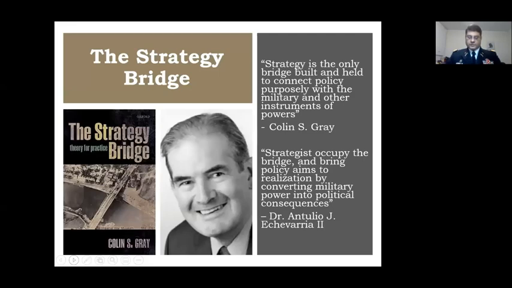What is the Strategy Bridge? The concept was developed and written about by Colin Gray, an American-British scholar of international relations and strategic studies. He articulated the idea of the Strategy Bridge in his book by the same name, published back in 2010. Colin's premise, in a nutshell, is the idea of connecting policy to operational and tactical actions for strategic effect. Strategy serves as the bridge between those two elements, as seen here by the two quotes on the slide.